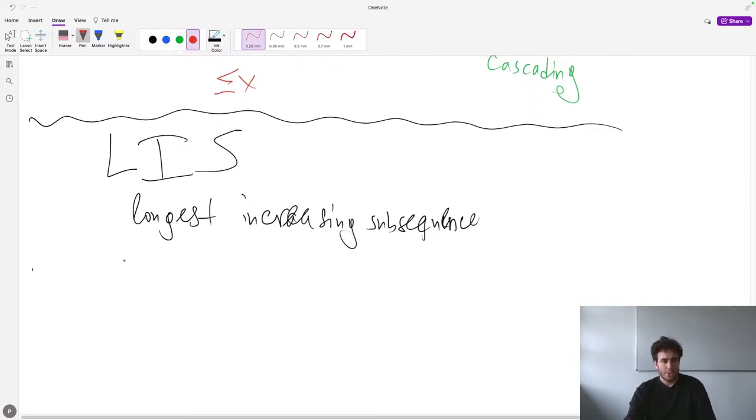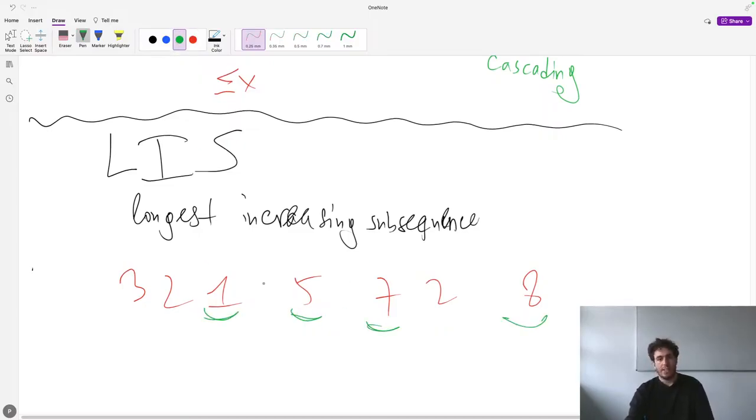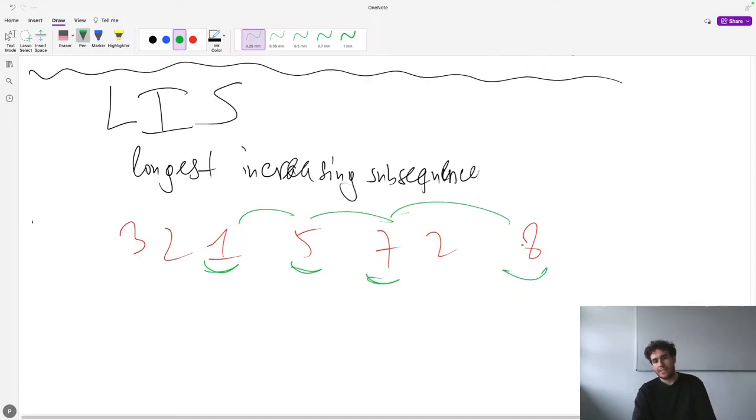So what is the problem? You're given an array and you need to find some subsequence in this array. Just choose some elements such that they form an increasing sequence. And we want to find the longest such subsequence. 1, 5, 7, 8 is increasing. Let's say that it's 4.